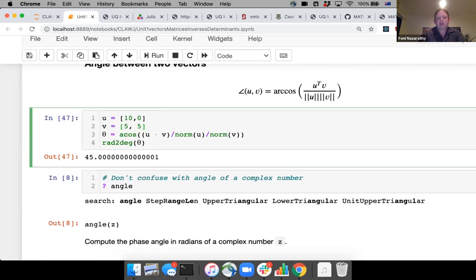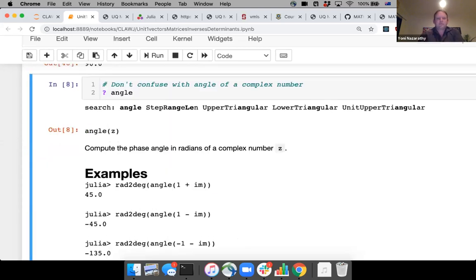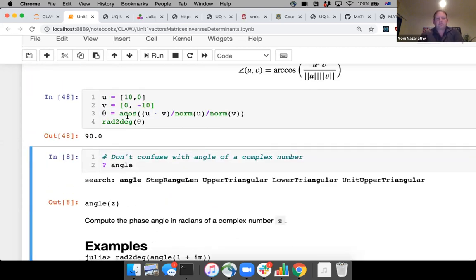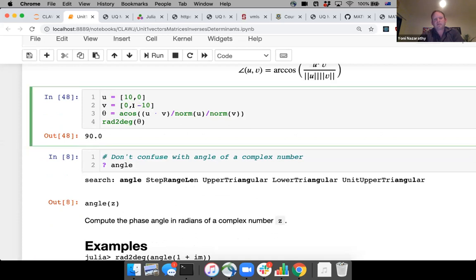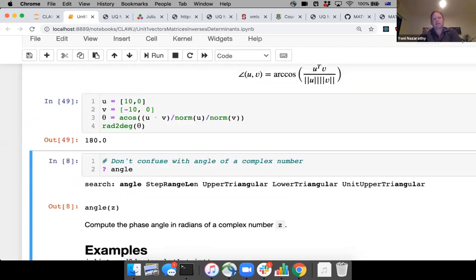And if I do a 0, minus 10, then you get 90 degrees in the other direction, etc., etc. If I do a minus 10, 0, okay, so that's the angle.